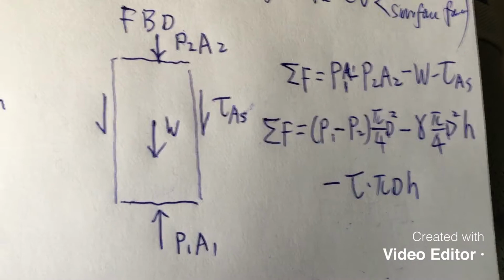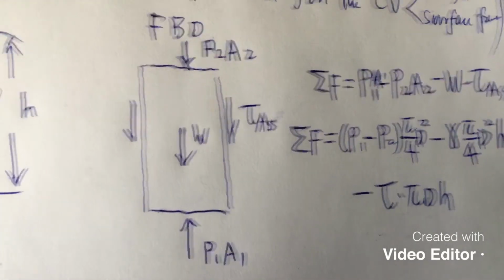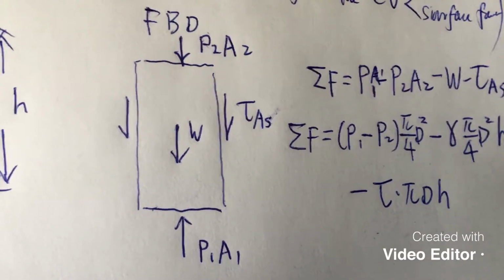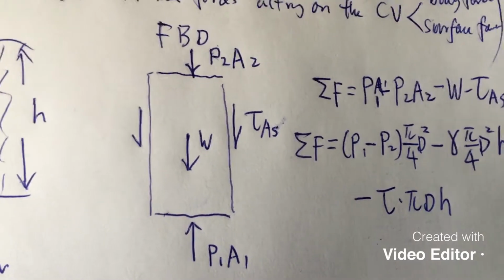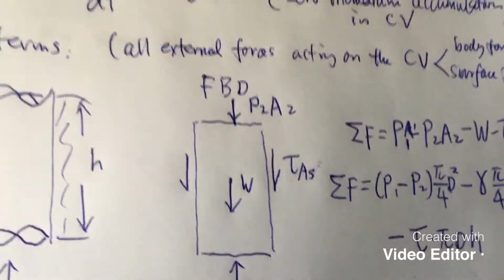It doesn't necessarily equal zero. Okay, this is a dynamic problem. In statics, the summation of force should be equal to zero, but here in dynamics, it equals the momentum change. Okay, so this is the example for the free body diagram.